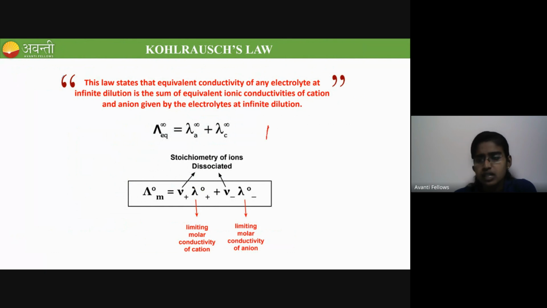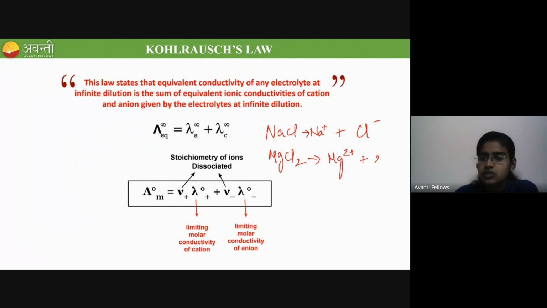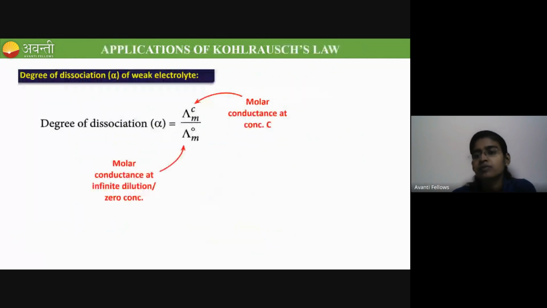Suppose I am having NaCl, so this NaCl will be separated into Na plus ion and Cl minus ion. If I am having MgCl2, it will get separated into Mg2 plus and 2 Cl minus. So here this 1 and 2 represent nu plus and nu minus. And lambda m naught is the limiting molar conductivity that will be given in the question. This is the Kohlrausch law, which is used to calculate the molar conductivity at infinite dilution. Now the applications, what are the things we can get from this Kohlrausch law?